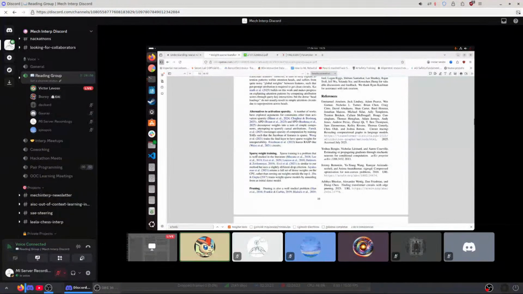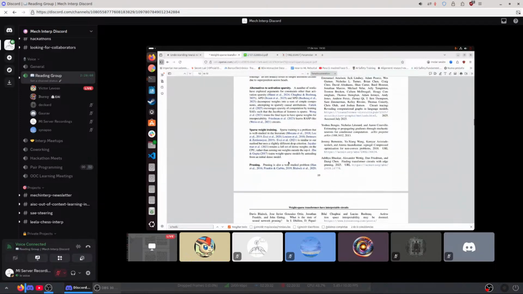Yeah, they talk about this. Oh, there is a sparse weight training section. Wait. Okay, so this is saying that there are papers for sparse training. They might not have been done for interpretability.